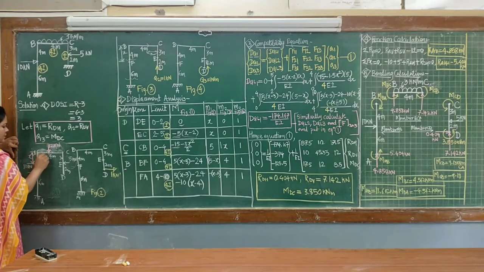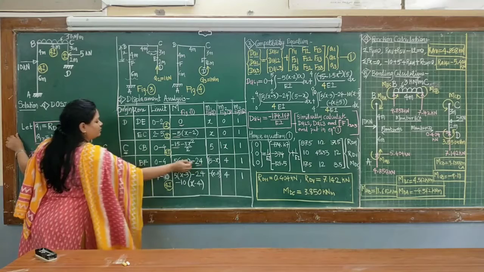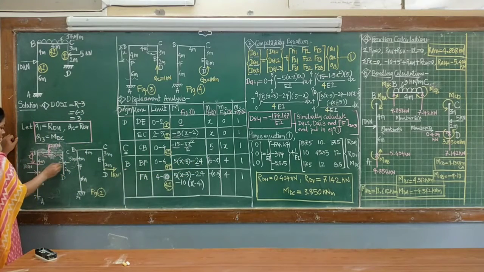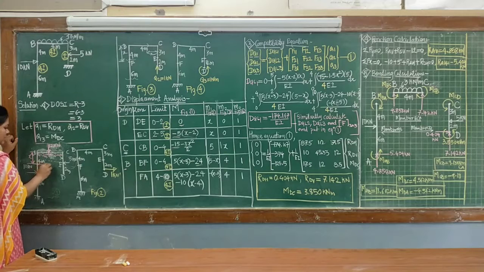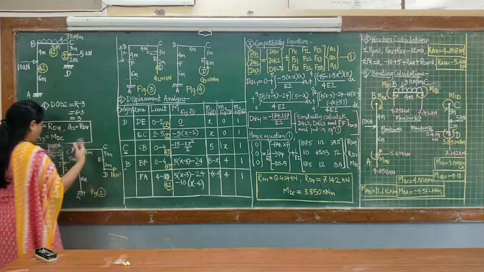Where will it act? At a distance of 2 meter. So the moment of this 12 about this point: 12 will act in a clockwise direction. So minus 12 into 2, that is minus 24. And the moment of this 5 about this point: extend the line of action of this force so that you get it clearly, to calculate the perpendicular distance between those two. So 5 kilonewton will act about this point in an anti-clockwise direction. So it is a positive moment, 5 into distance.